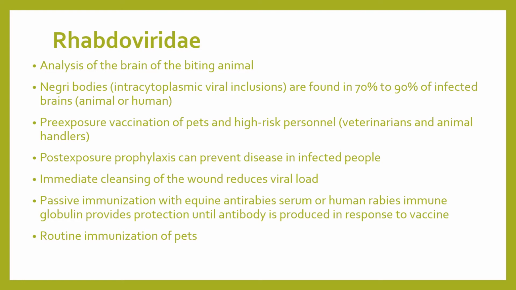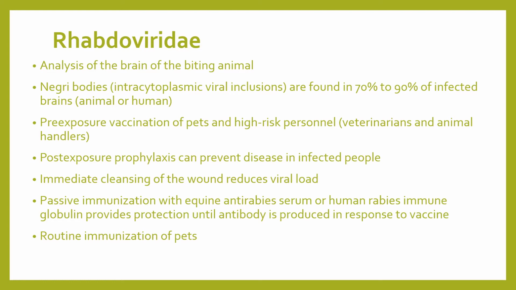So how do we diagnose it? The sample is the brain of the biting animal. You decapitate the animal, put the head in a bag of ice, and transport it to a center that specializes in rabies. There they will look for Negri bodies, or intracytoplasmic inclusions, which are found in 70 to 90% of infected brains in both animals and humans.